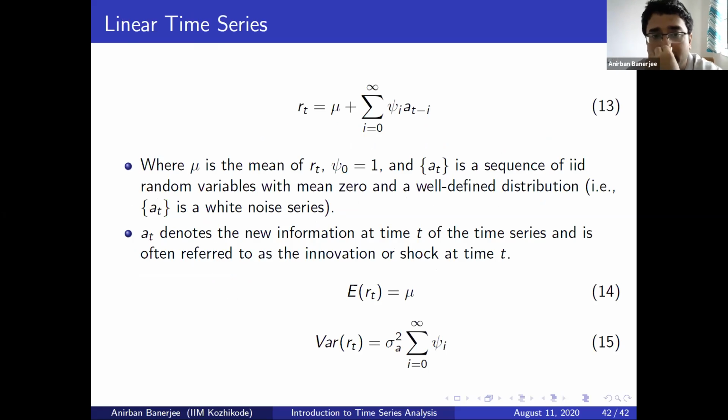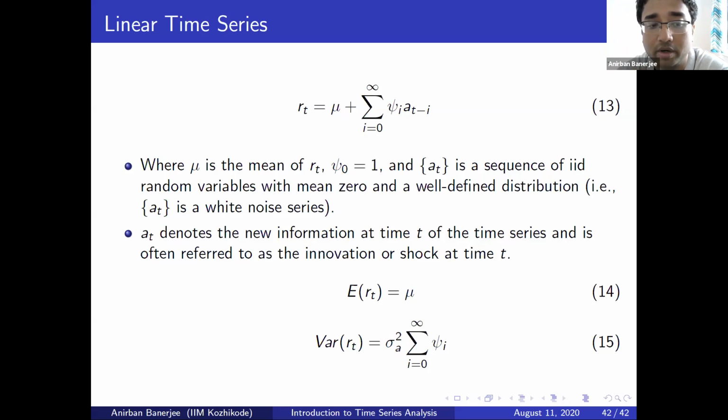So what happens now? In this case, you have RT equals a constant term. The return always has some sort of constant finite term, and then you have several AT minus 1, and so on. What is this AT minus 1? This is a sequence of IID random variables with mean 0 and well-defined distribution. So ATs are basically a white noise series. And what happens with a white noise series? All the ACFs are 0. Now, if you add up several white noise series and add some constant term to it, then you have something known as a linear model.